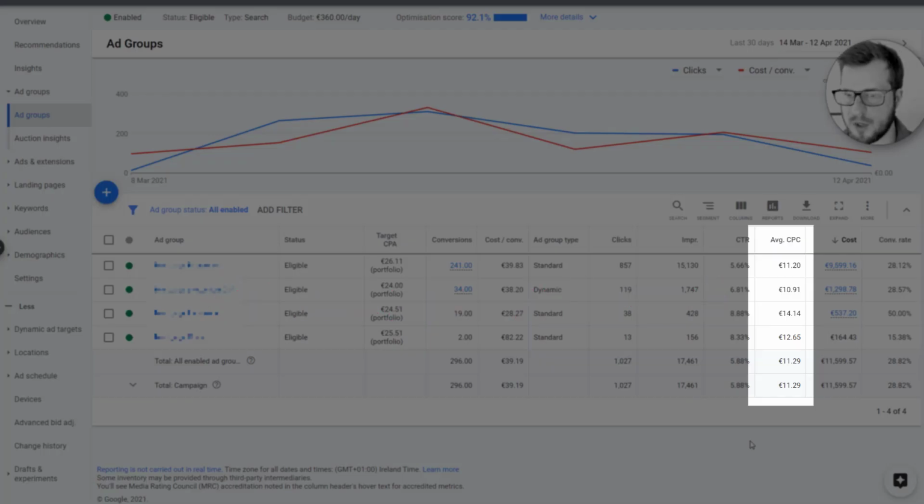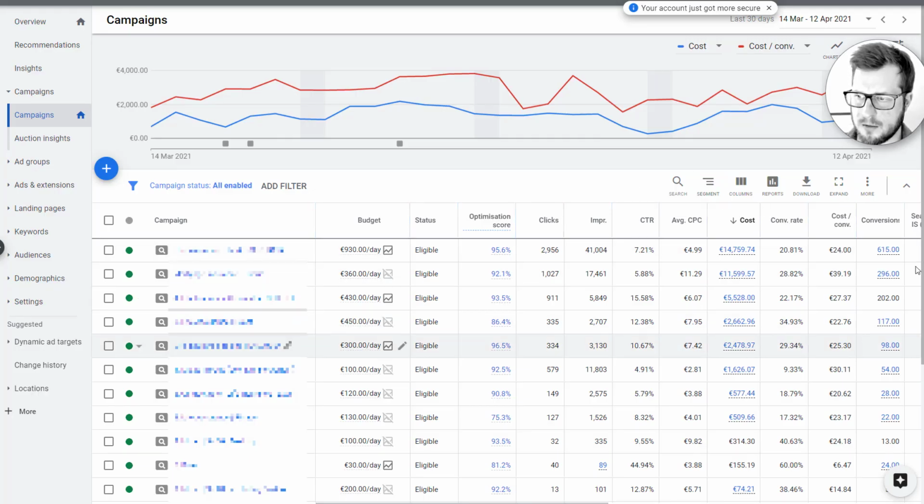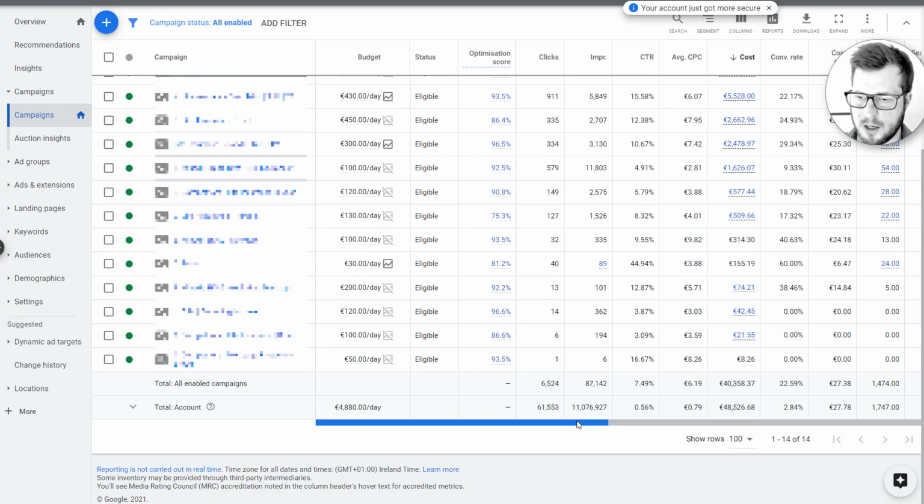So the question is, do we have a bid issue or is this a targeting issue? Well, the simplest way to answer that is to benchmark against the rest of the account. A situation where it may be a keyword or targeting issue is where you see a lower conversion rate, a lower click-through rate, and potentially a higher average CPC. So you'd simply drop back to the account overview and you'd look.